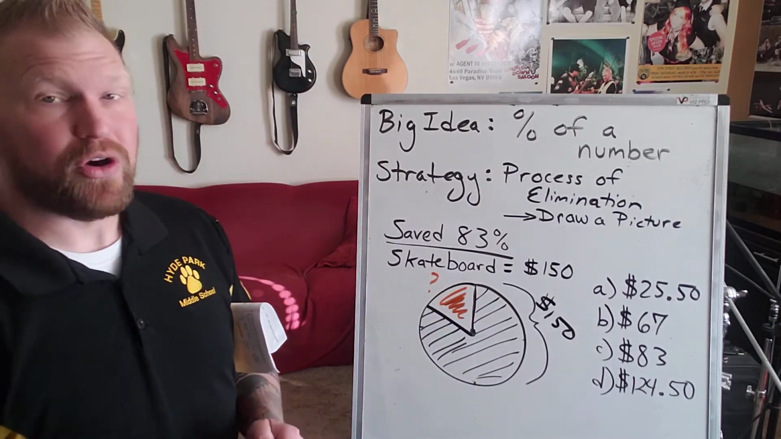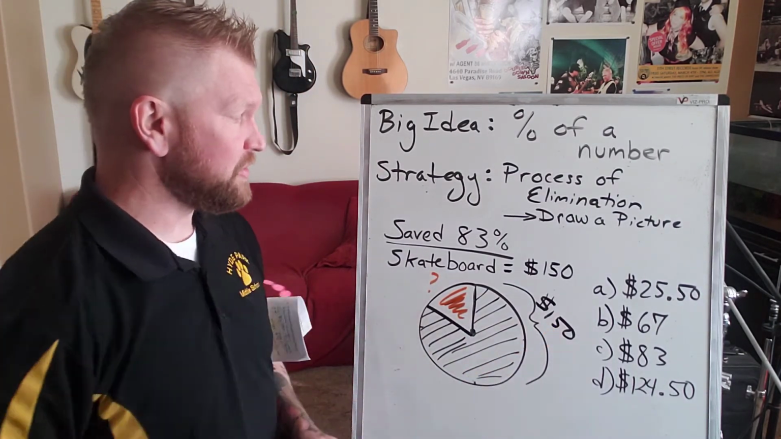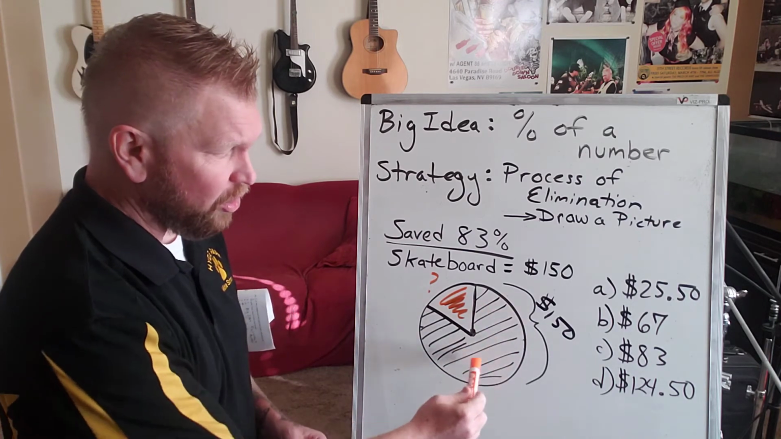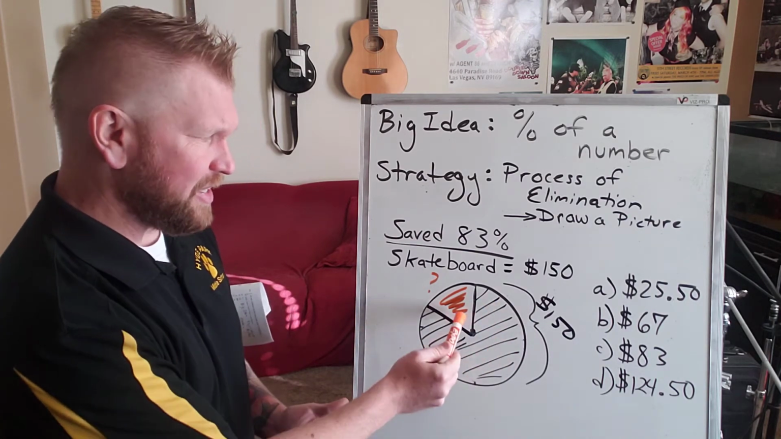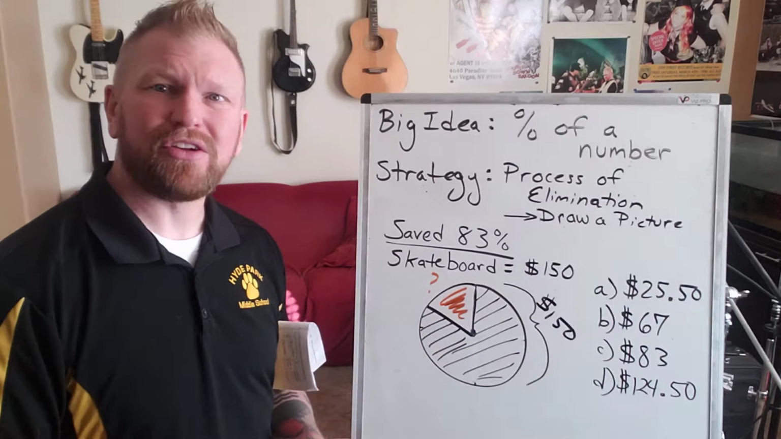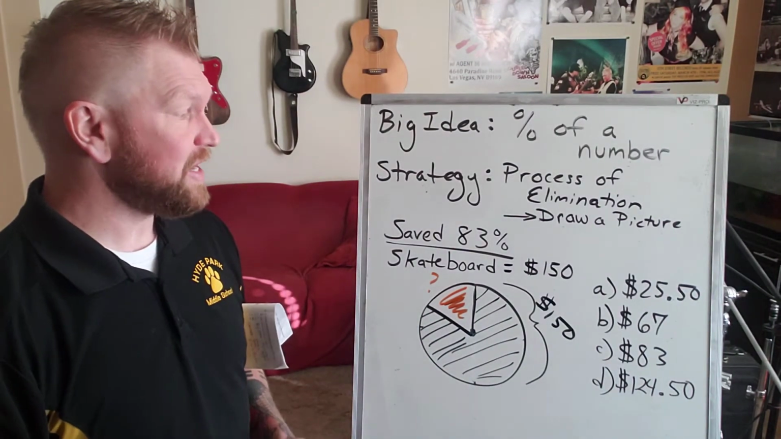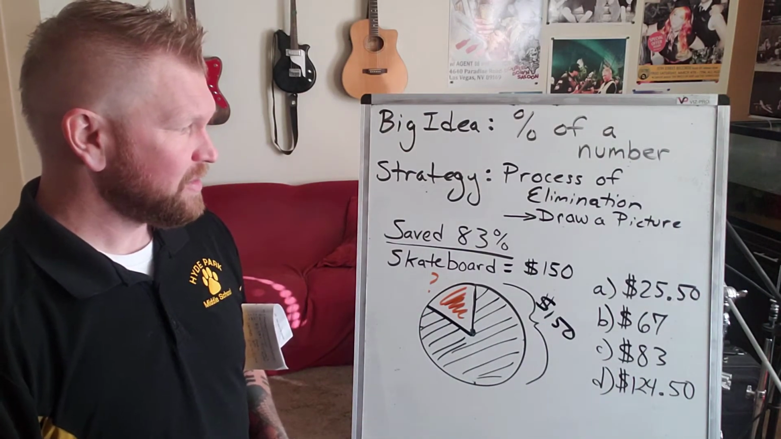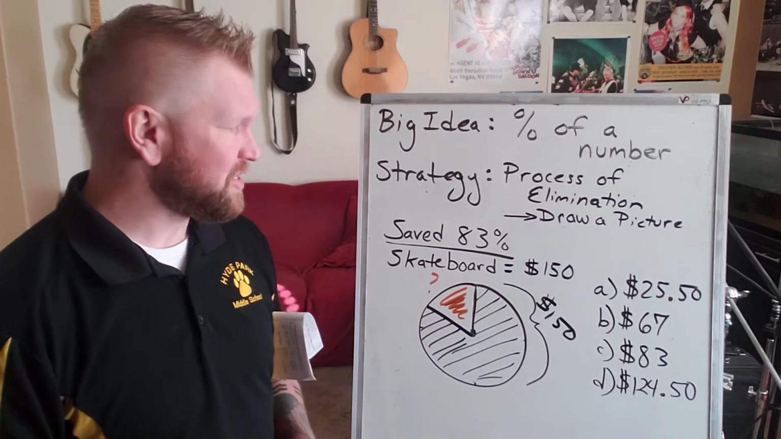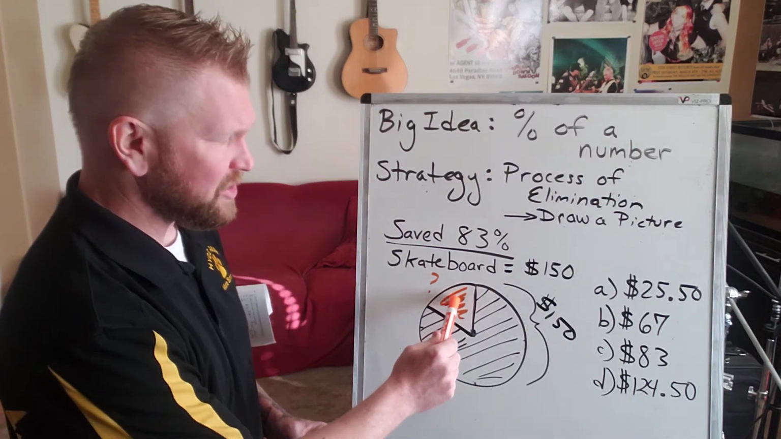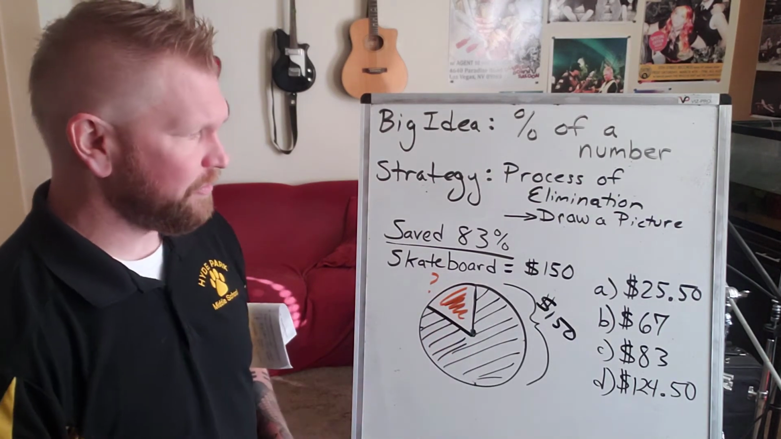Okay, so if the whole thing is $150, that's the total price, and he saved almost all of what he needs, then the amount left needs to be just a little bit. It's well less than half of 150. So let's eliminate the ones that don't make any sense. We know that what he needs to save is way less than half of 150.